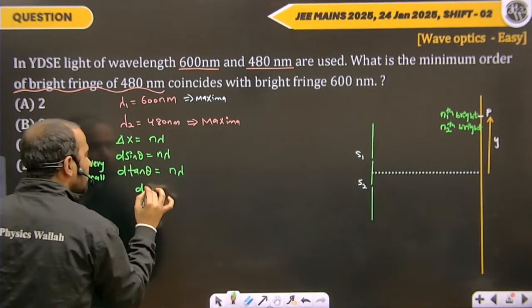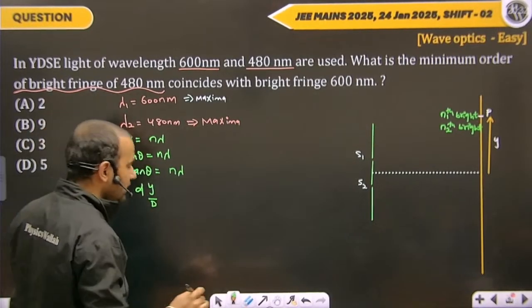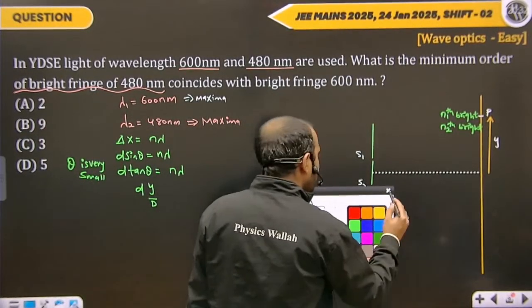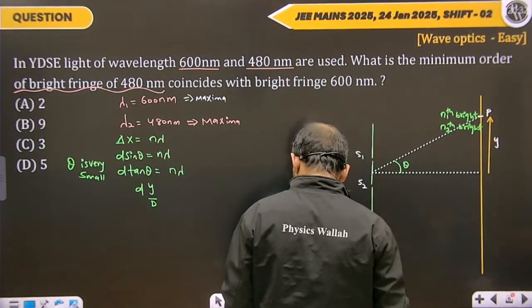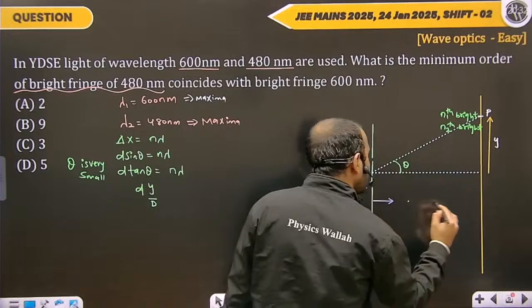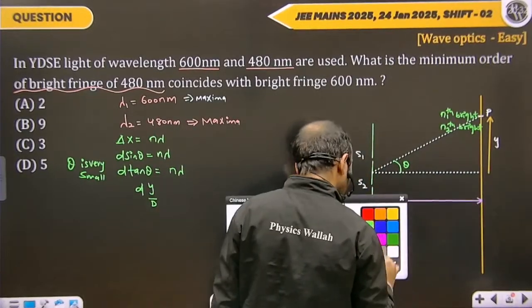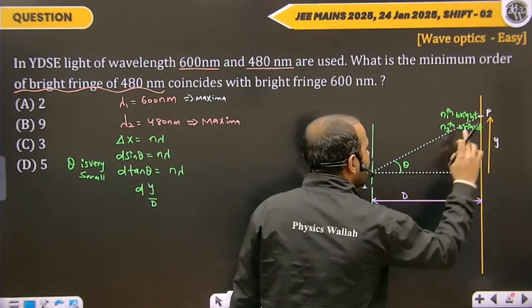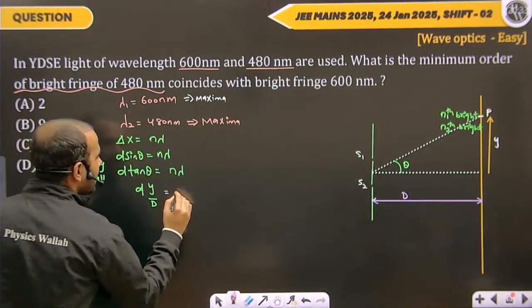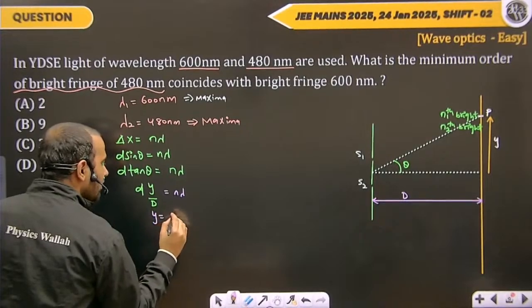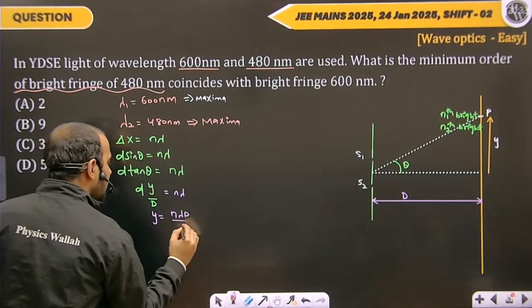This is d. What is tan theta? Y by capital D. We all know that. If it is theta, this entire length is basically capital D. So tan theta is y by capital D, right? So y by capital D times d is equal to n lambda. Now y will be how much? y will be n lambda capital D divided by small d.